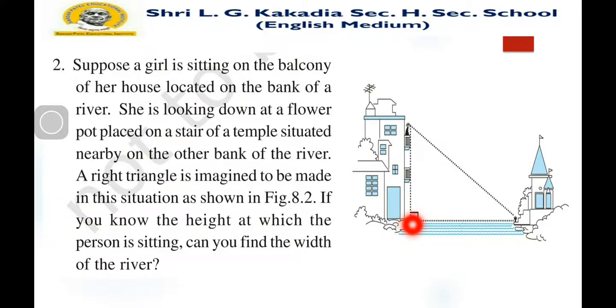If you wanted to know the width of a river, you would have to swim across the river and measure, but without doing that you can find the width of the river. It is possible by trigonometry.